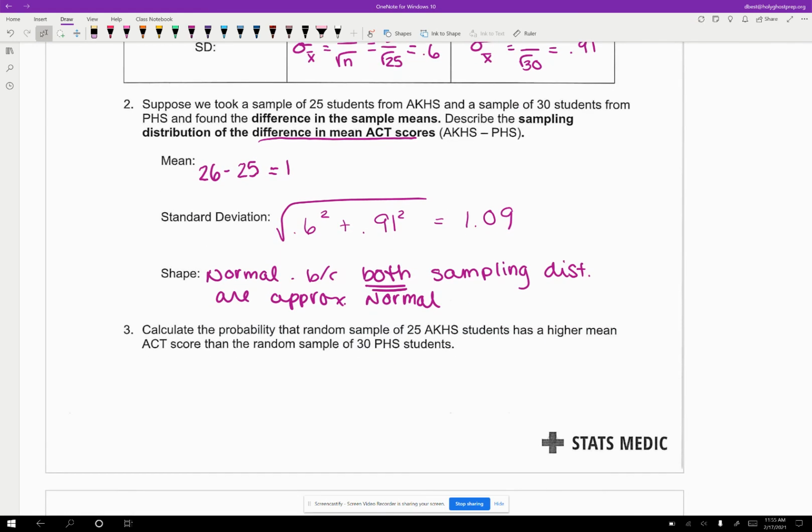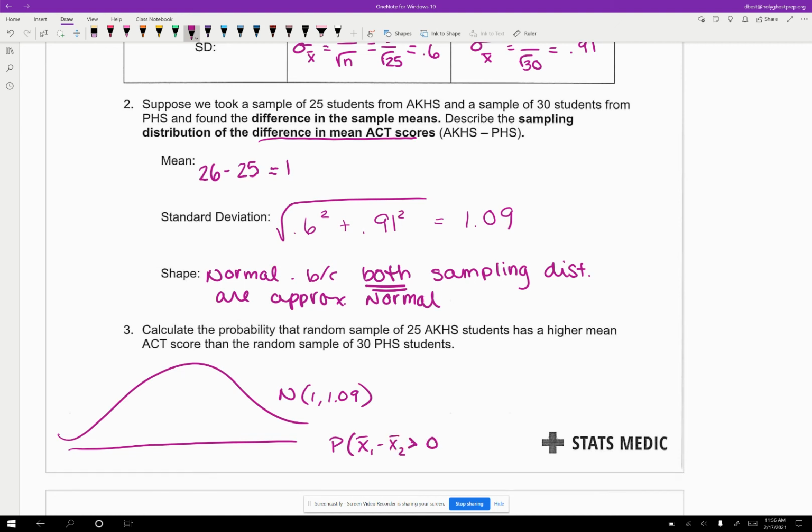Now I want you to take a minute to calculate the probability that a random sample of our 25 Ardrey-Kell High School students has a higher mean ACT score than a random sample of 30 Providence High School students. What this looks like is we've got our bell curve. It's normal, mean is 1, standard deviation of 1.09. I just want to know the probability that x-bar 1 minus x-bar 2 is greater than 0. Your mean is at 1, and we want to know the probability that it's greater than 0. I'll let you take a minute, solve that, and then come back and check your answer.